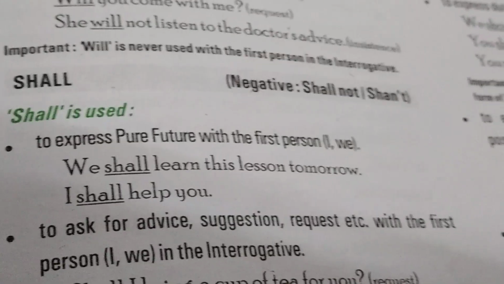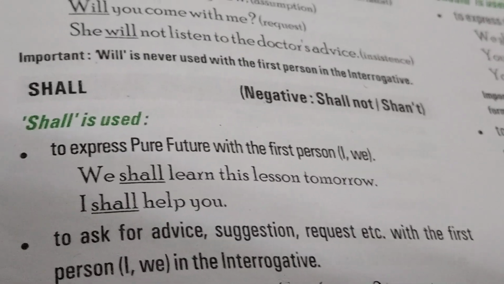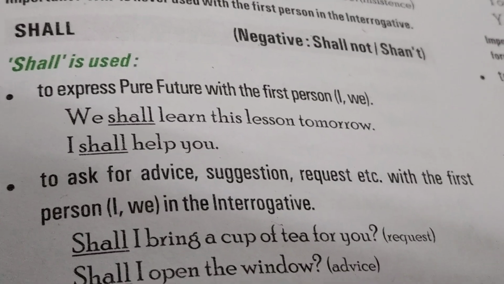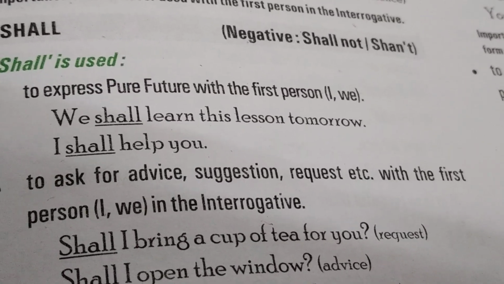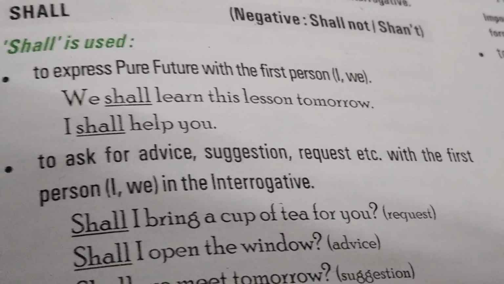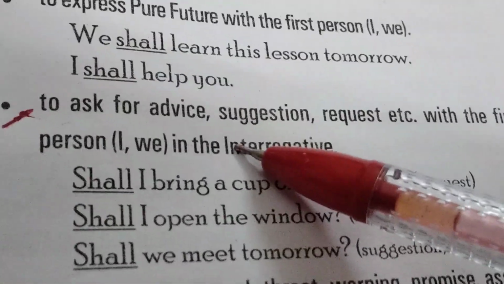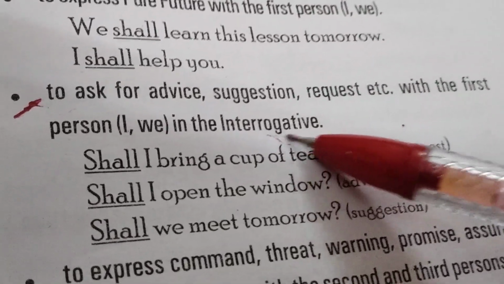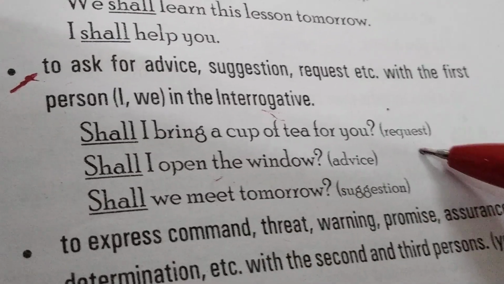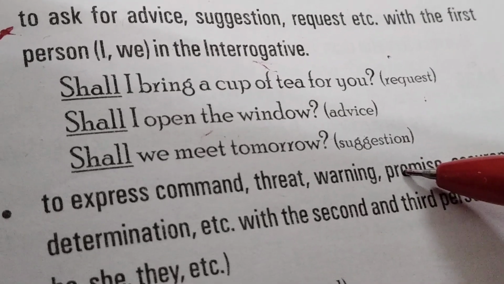Then we move on to shall. Its negative is shall not or shan't. Shall is used to express pure future with first person. We shall learn this lesson tomorrow. I shall help you. Then the next use is to ask for advice, suggestion, request, etc. with the first person, I or we, in the interrogative. Shall I bring a cup of tea for you? This is a request. Shall I open the window? Advice. Shall we meet tomorrow? Suggestion.